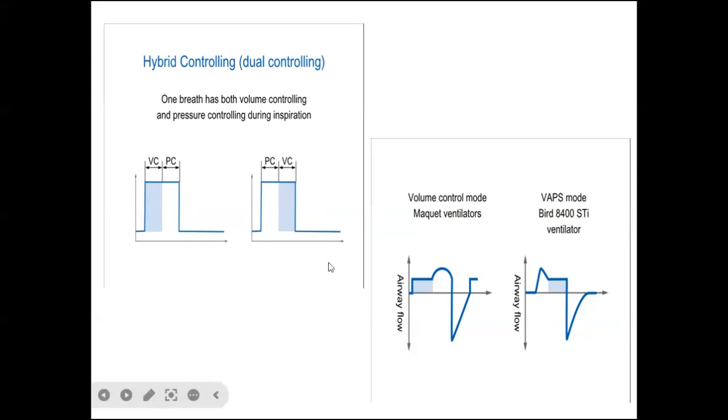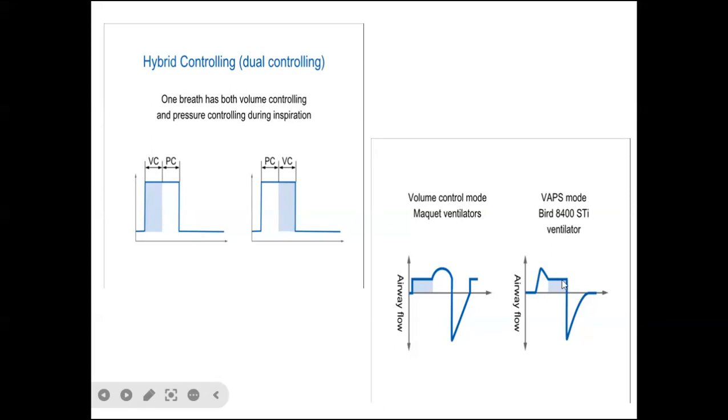Is this called hybrid? The previous one is not a hybrid mode. It is adaptive. It is controlling only one variable, pressure. It is not controlling volume there. It's controlling pressure, but it's targeting volume. But here you're controlling pressure and you're controlling flow in the same breath.